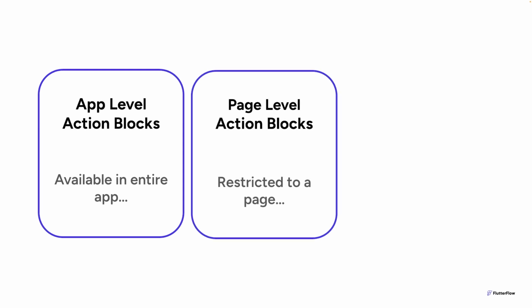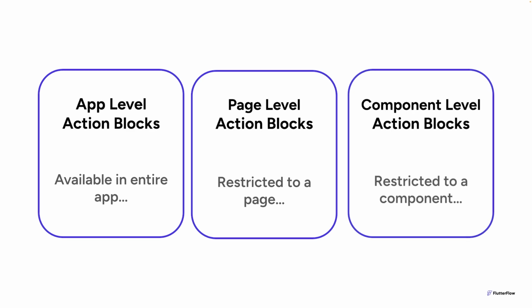Page-level action blocks are restricted to the page in which they were created. Page-level action blocks can access page state variables and app state variables. Component-level action blocks are restricted to the component in which they were created. Component-level action blocks can access component state variables, page state variables, and app state variables. In Module 10, you will learn a lot about variables, different data types, and more in depth about these scopes. So wait for this module to come.